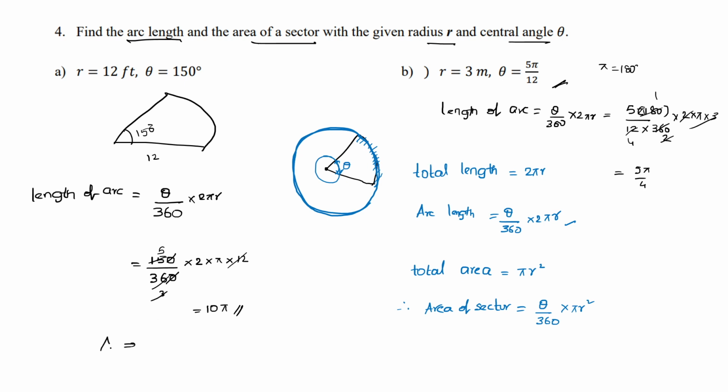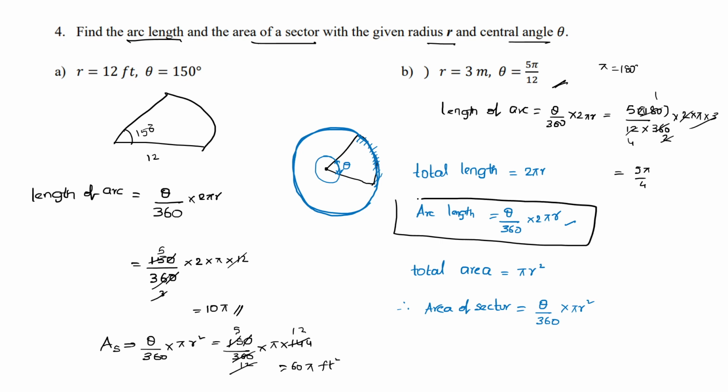Similarly, area of sector is given by theta by 360 into pi r square. So it will be 150 by 360 into pi into r, which is 144. So 3 fives are 15, 3 twelves are 36, 12 ones are 12, 12 twelves are. So area is given by 60 pi feet square. Like this we can find. So you just have to remember these formulas. Arc length is given by theta by 360 into 2 pi r, and area of sector is given by theta by 360 into pi r square.